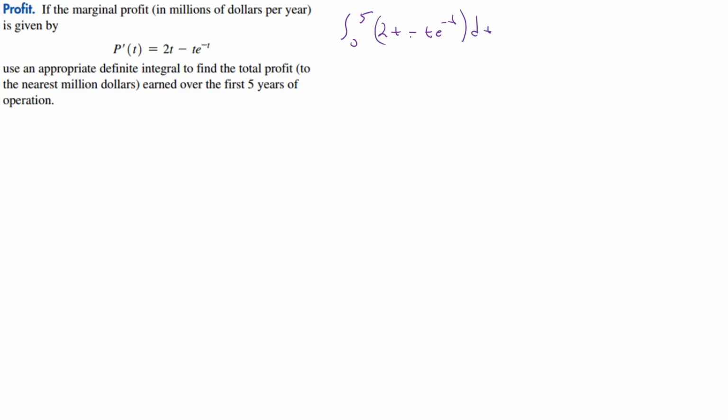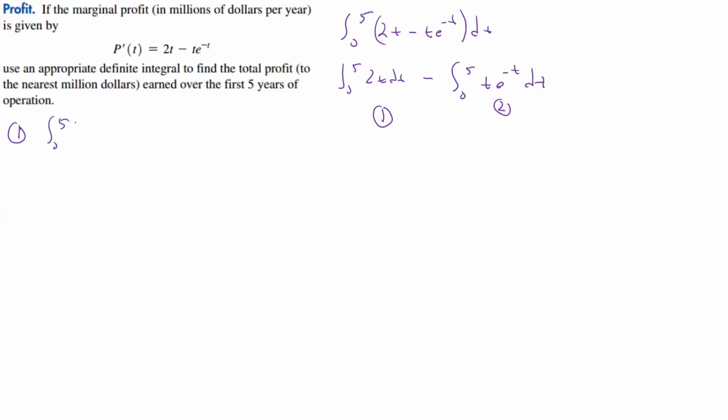Because of integrals, I know I can split this into the integral from 0 to 5 of 2t dt minus the integral from 0 to 5 of t e to the minus t dt. And so basically, I have two pieces I can work with. This is part one. This is part two. Part one is easy. I can get that just by direct integration.